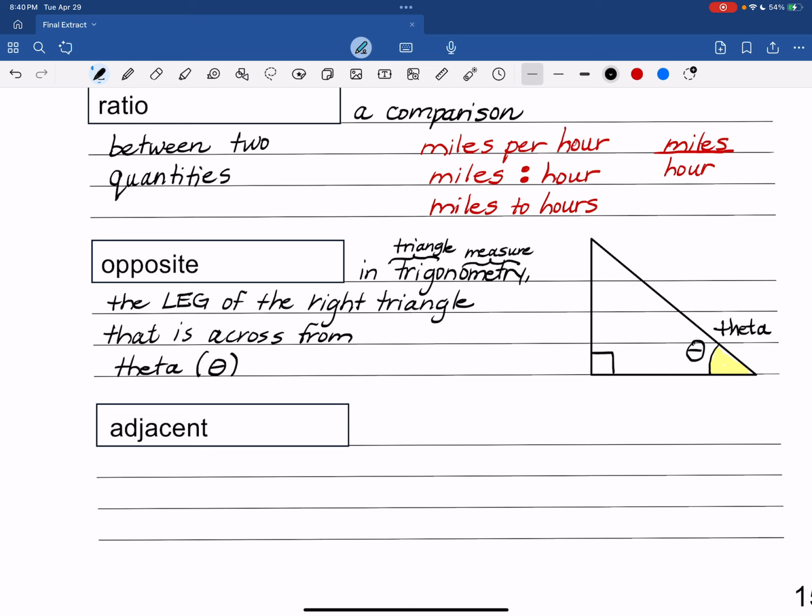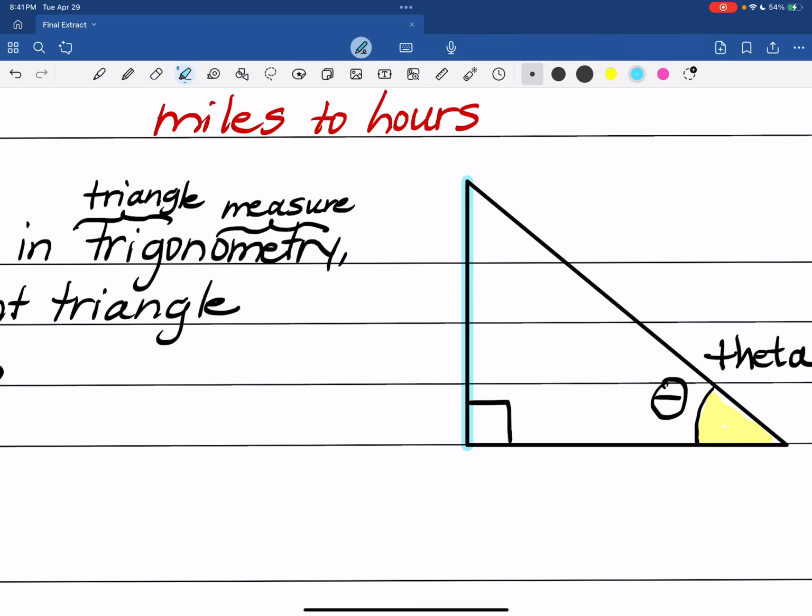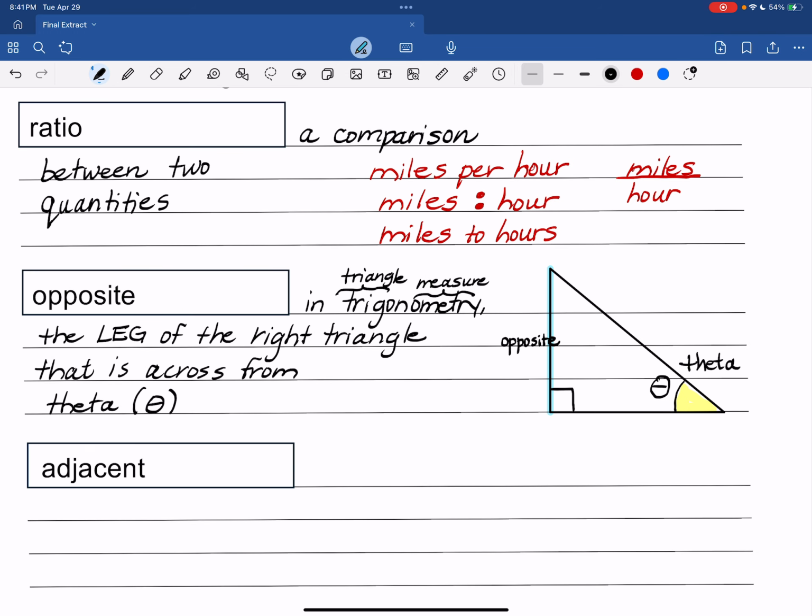The side across from theta. So if you're standing on theta and you're looking across the triangle, you're going to see this one, this blue one right here. That is opposite. And that's the leg that we're talking about. So go ahead and name that one opposite. It is across from theta. Doesn't matter about the right angle unless that's theta. You find theta, you go across from it that way, and there's opposite.